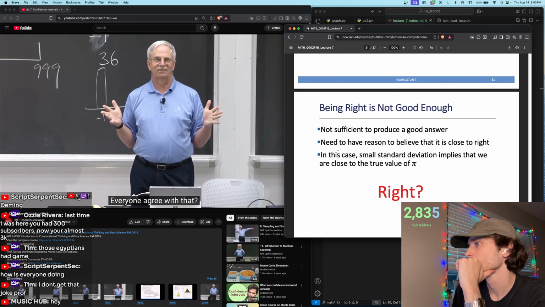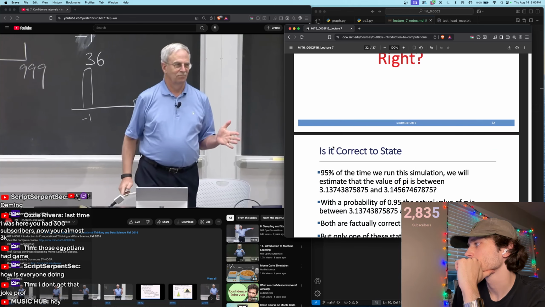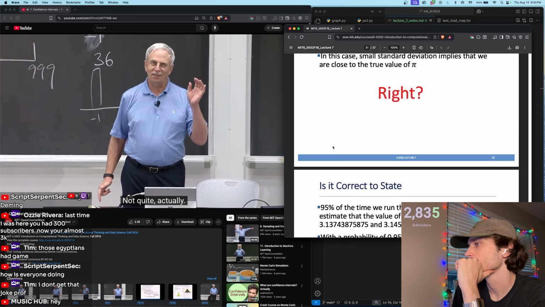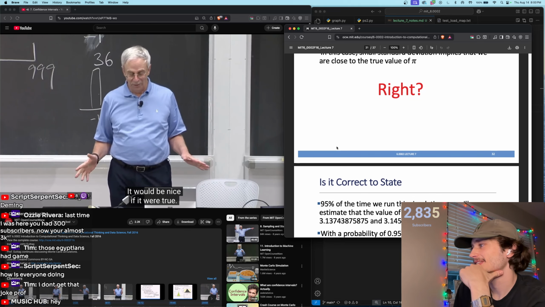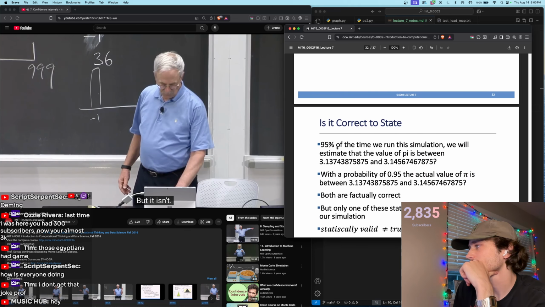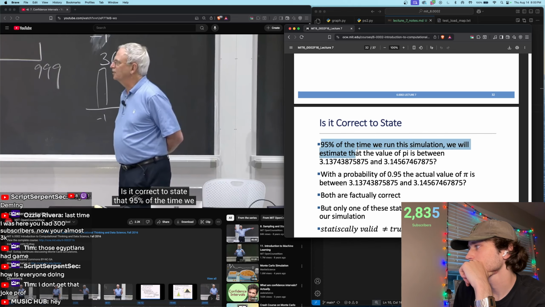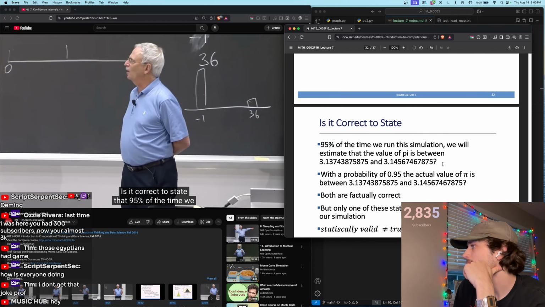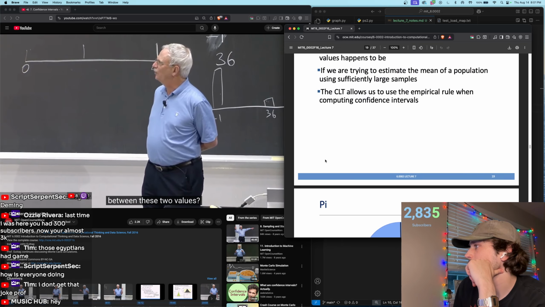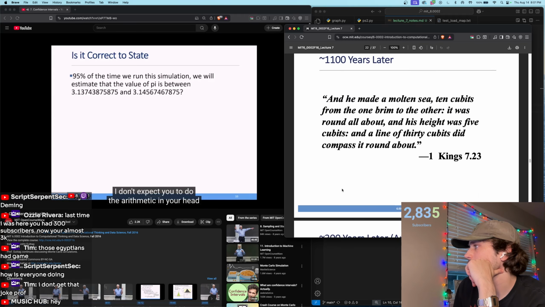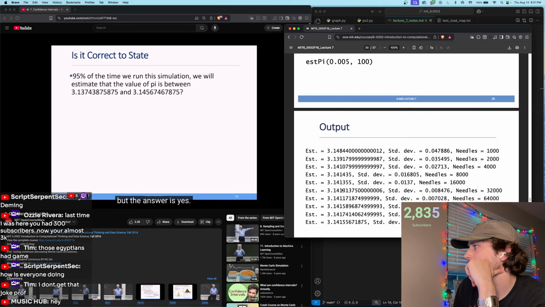Everyone agree with that? Is that right? Not quite, actually. It would be nice if it were true, but it isn't. So let's look at some things. Is it correct to state that 95% of the time we run this simulation, we'll get an estimate of pi between these two values? I don't expect you to do the arithmetic in your head, but the answer is yes.